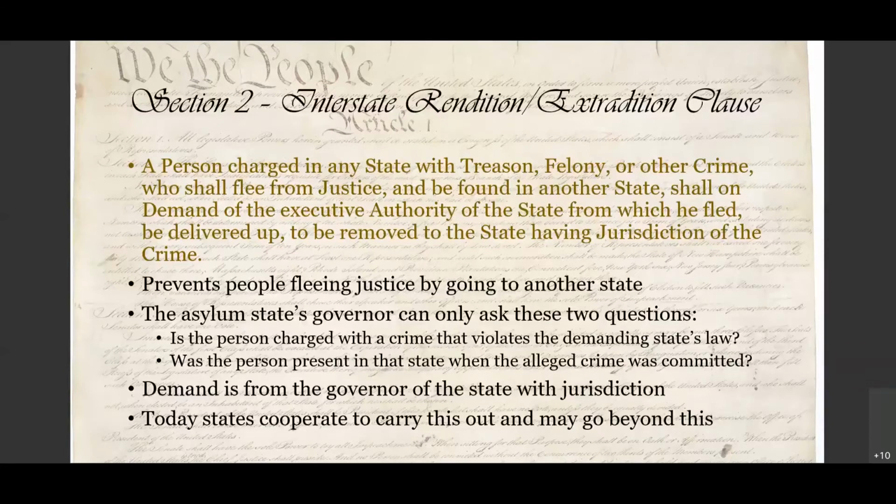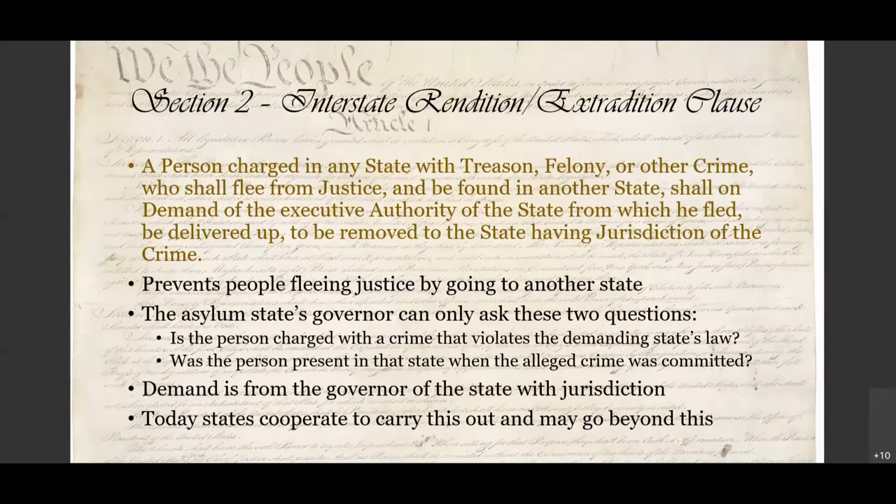I guess in the time of the founding, to commit a crime, you kind of had to be there. So not like today, you might be able to commit it long distance, but it's not up to the asylum state's governor to determine if the person is guilty or innocent, just if they're legally charged with a crime and they were there, so there's a chance that they are guilty. So then they would be delivered up to the demanding state for trial.